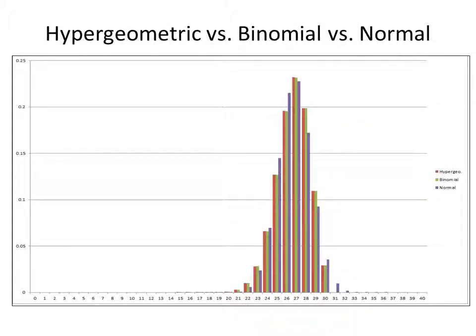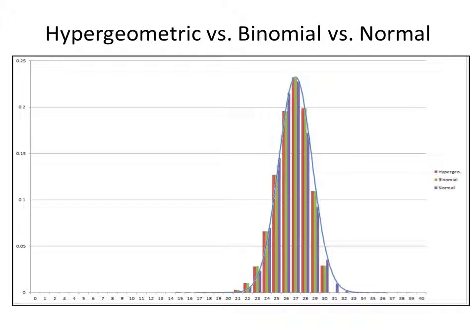If we look at the normal distribution as well, we can see that it is a little bit different than the other two, but it still follows along pretty well. I think the biggest difference maybe is simply the fact that the normal distribution continues on past 30, whereas the binomial and the hypergeometric stop, but it still is a pretty good approximation.